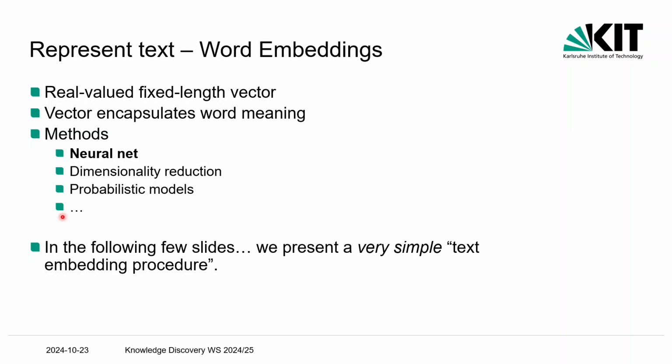So what are methods that are used for word embeddings? Well, there's neural networks that are used. There's also dimensionality reduction techniques and probabilistic methods, but to be frank, the neural networks have reigned supreme recently. So in the following few slides, we will be presenting a very simple text embedding procedure on how we could encode a document in a kind of embedding, but in a very simple fashion.